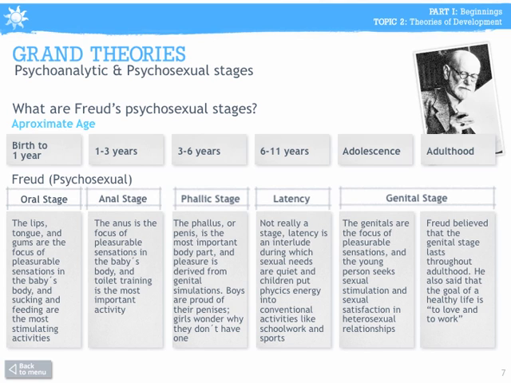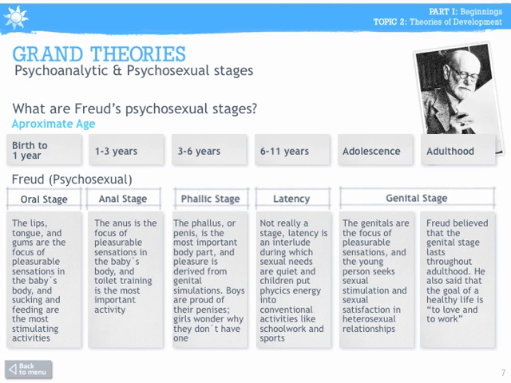The next stage is 1 to 3 years old. That's the anal stage, and that's when children are toilet training. The phallic stage is from 3 to 6 years old, and those of you that have been around children will see it. Boys are extremely proud of their penises. They will drop their pants and show anyone their penises if they want to, and Freud believed that girls wonder at this stage why they don't have penises.